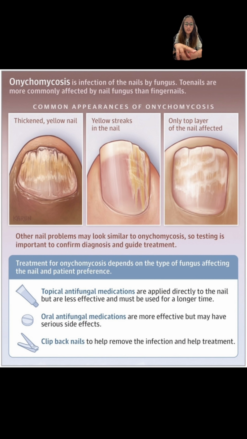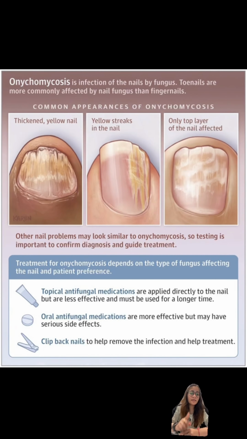You can see in the attached picture that the first picture depicts a thickened yellow nail. The nail is kind of thick and it's yellowish in color. The second picture depicts yellow streaks on the nail. You can see what the yellow streaks on the toenail look like. It's just horizontal lines which can be visible on the toenail. So only the top layer of the nail is affected in onychomycosis, like the superficial layer.